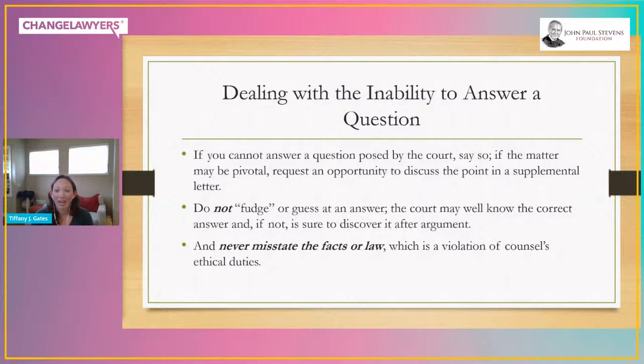So just don't try to fudge the answer. Certainly never misrepresent the law or the facts. Just admit that you don't know the answer, and if you have the ability to do so, request the opportunity to discuss the point in a supplemental letter or brief. Because again, credibility is so important with any court, and you're not going to be able to lie or fudge the truth your way out of it. So better to just be upfront and honest, and that will go a long way toward building your credibility with the court as well.